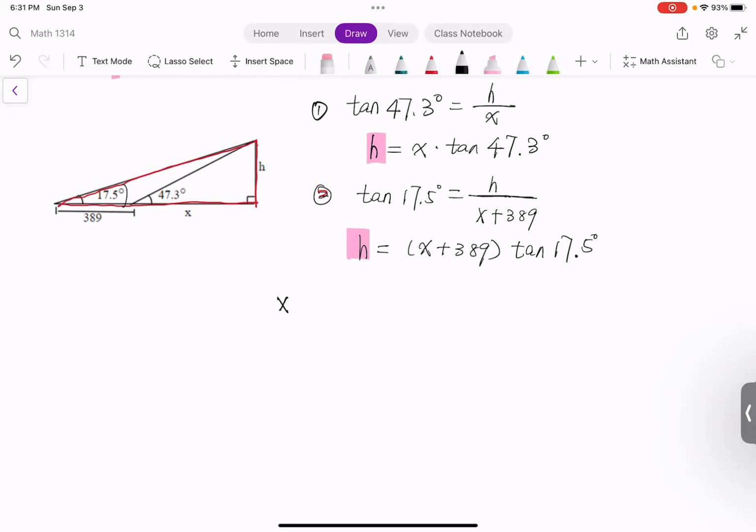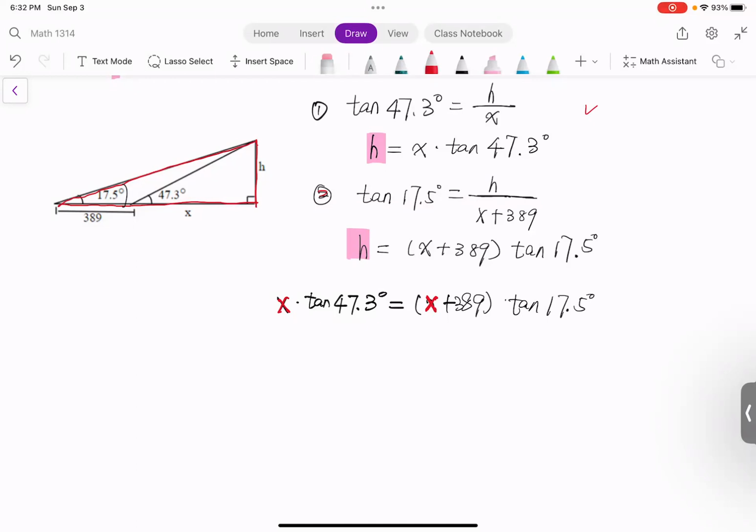I'm having x times tangent 47.3 degrees equals x plus 389 times tangent 17.5 degrees. Okay, in this equation, I only have one unknown, which is x. If I can combine the x terms and solve for x, I can bring it back to the first equation to find my h. So how to solve for x?